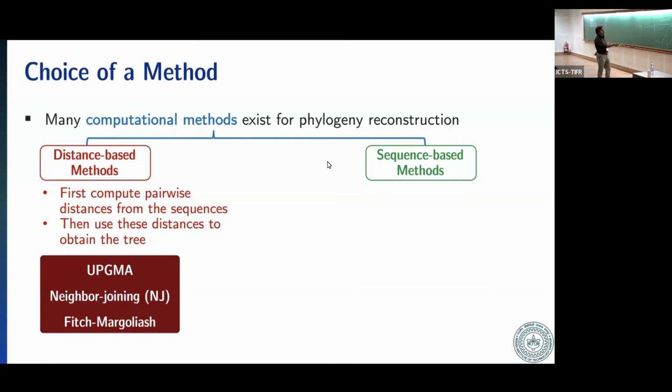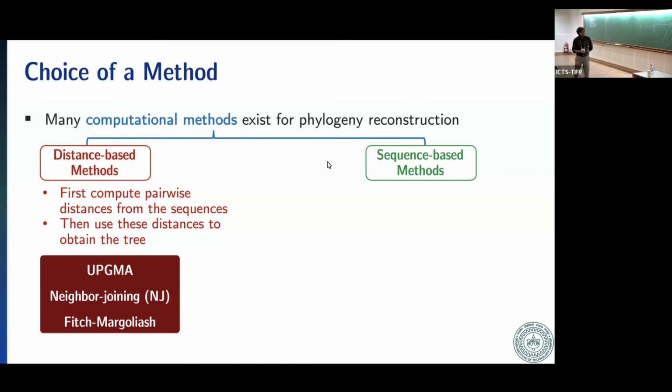What are some examples? UPGMA, neighbor joining, Fitch-Margoliash. UPGMA is basically the simplest algorithm for constructing a phylogenetic tree among the distance-based methods, and you will see UPGMA is very similar to hierarchical clustering. Neighbor joining is another method, which works under a particular evolutionary model. It is also very popular because it's very fast and gives nearly accurate results in many cases.